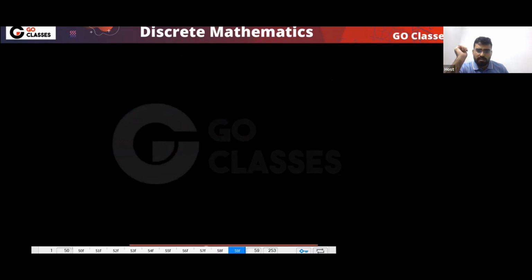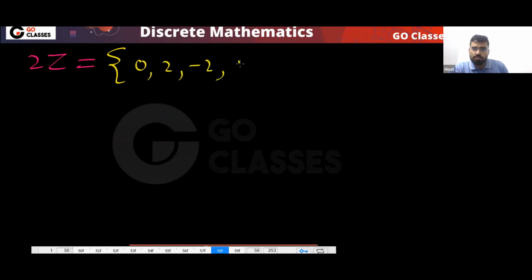Now let's see this one. One more symbol is used. If I directly ask you what is 2Z, what is your intuition? It means multiple of 2. It simply means all the multiples of 2.